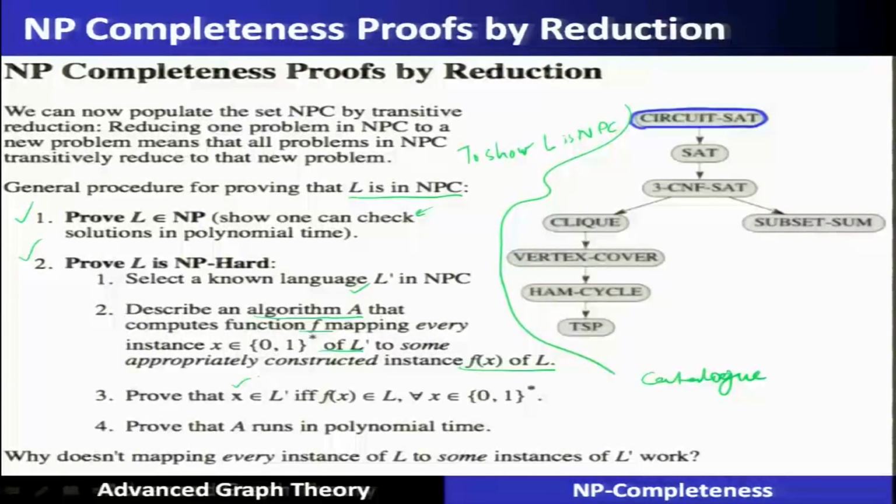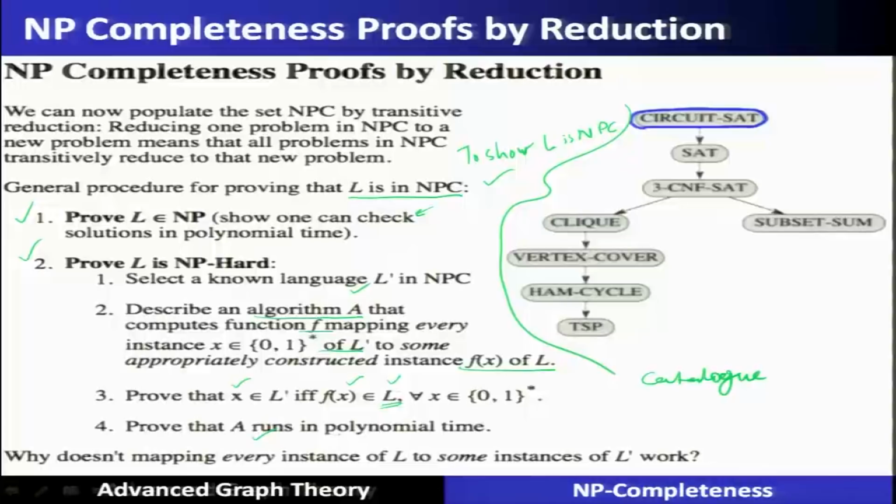is a yes instance if and only if the corresponding mapping of that particular problem into L, the problem which we are going to prove to be NP complete, is also a yes instance. That means we take a problem in L prime and we map it to another problem that is L, and this particular mapping is to be done by an algorithm which runs in polynomial time.